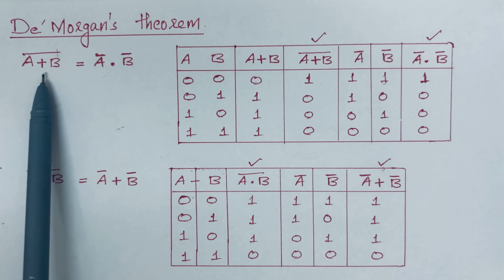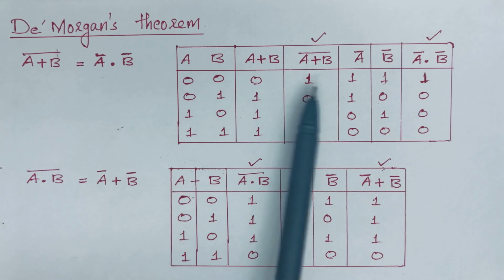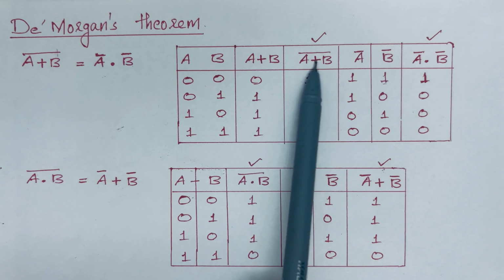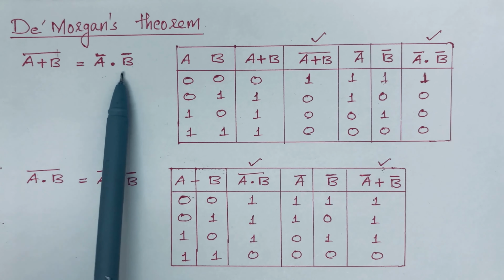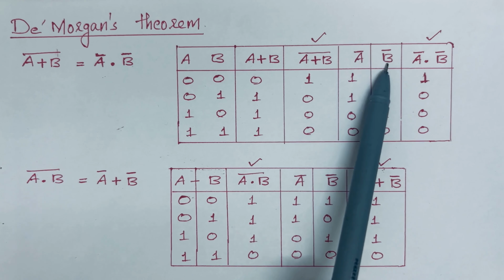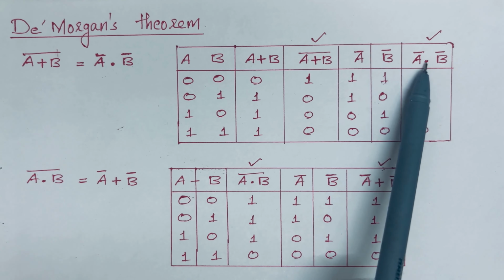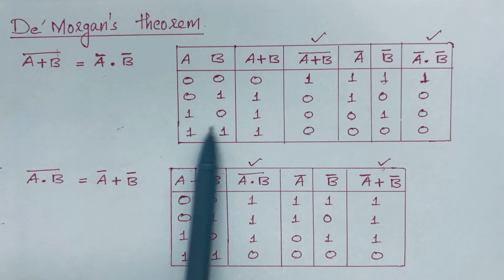Now what is there in the LHS part? A plus B the whole bar. For finding A plus B the whole bar, first we will find out A plus B, then A plus B the whole bar. Then for the RHS part, first we will find out A bar, then B bar. Then we need to find out A bar dot B bar. And we need to show LHS is equal to RHS. That means these two columns must be same. So 0, 0, 0, 1, 1, 0, 1, 1.